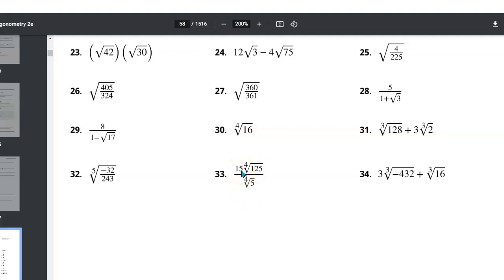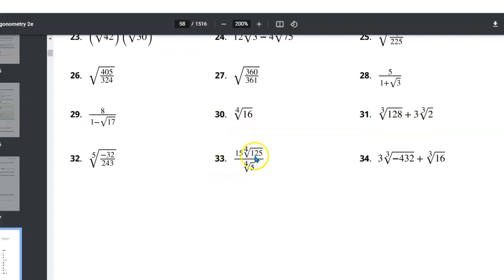Now here, 15 just stays put. We've got 15 times the 4th root of 25, and you can't really clean that up anymore, right? Anyway, that's good enough for this problem. I'll say more about some stuff we can do later. But 15 times the 4th root of 25.